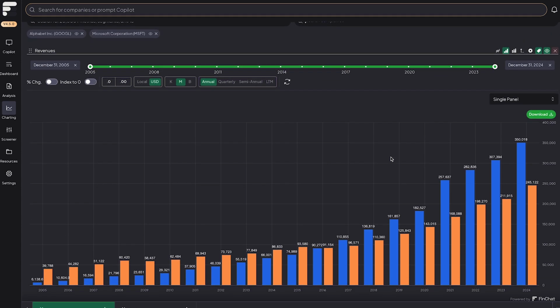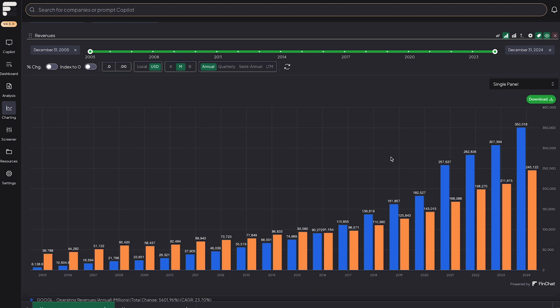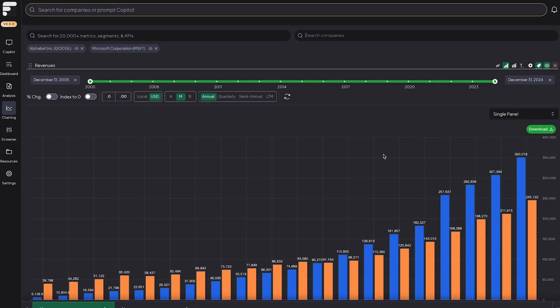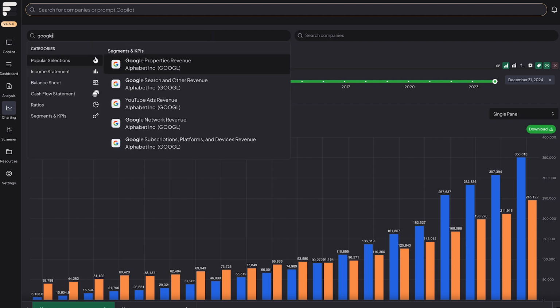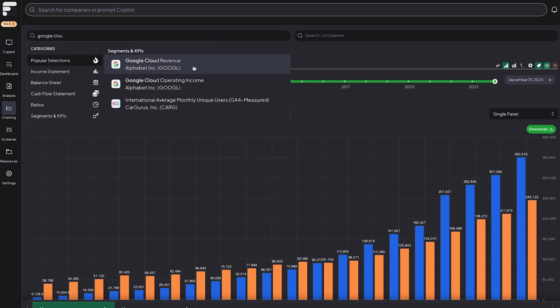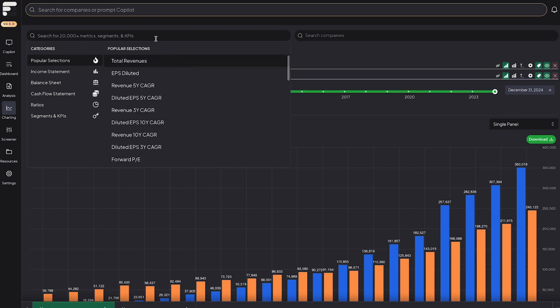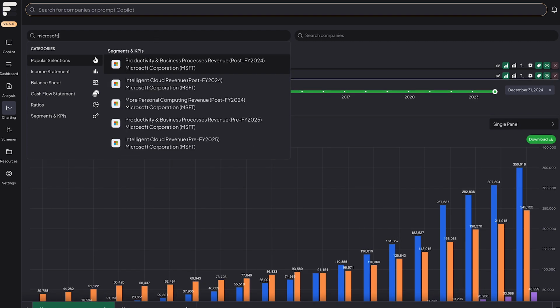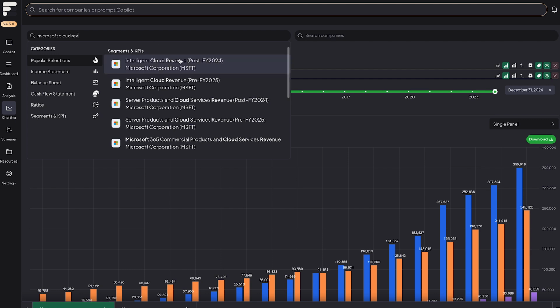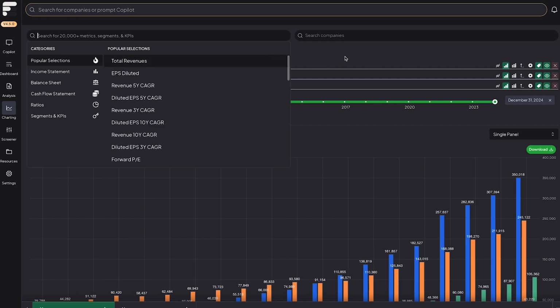What I use it for though is looking at data. So for example, we know Microsoft, they have their own cloud services. We know Google has their own cloud services and we know Amazon has their own cloud services. So I want to compare and see which ones do the best and how each of them perform. So if I wanted to do that, then I could just search for Google Cloud over here and we could see Google Cloud revenue here. And then I want to know Microsoft Cloud revenue. And that would be over here.